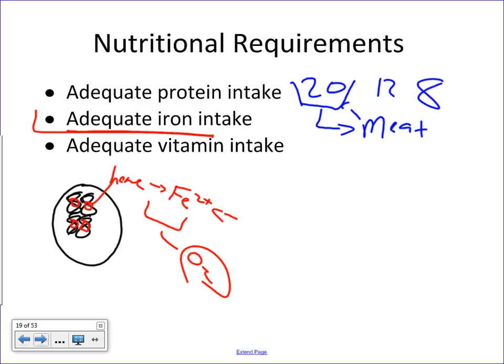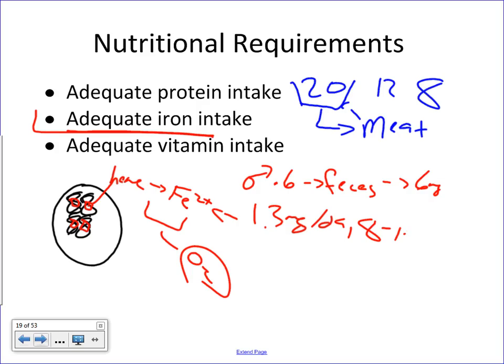Okay, and remember that the average male excretes give or take about, I think it was 0.6 milligrams per day. Yeah, 0.6 milligrams per day. Most of it is within the feces. And women, on the other hand, can lose an average of about 1.3 milligrams per day. And then the average male should be taking in about 6 milligrams of iron per day, and women about 8 to 10 milligrams per day.